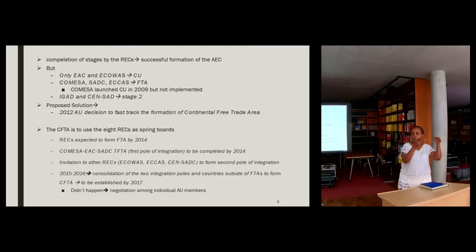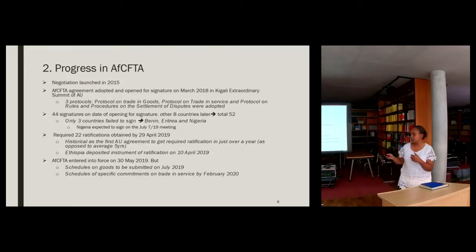So we'll have a second pole of integration, and then ultimately they would merge into one single community. But that was not achieved because the progress of forming the tripartite free trade area between COMESA, EAC, and SADC was not successful. So in 2015, they decided, let's negotiate on a country-by-country basis. So in 2015, the negotiation was launched with each of those 55 countries to form the free trade area.